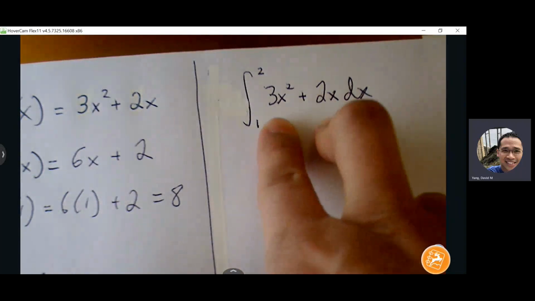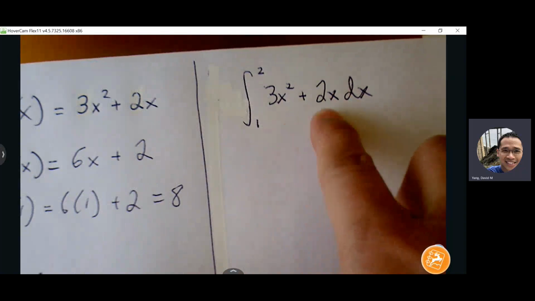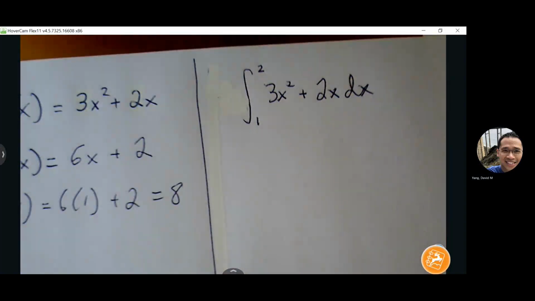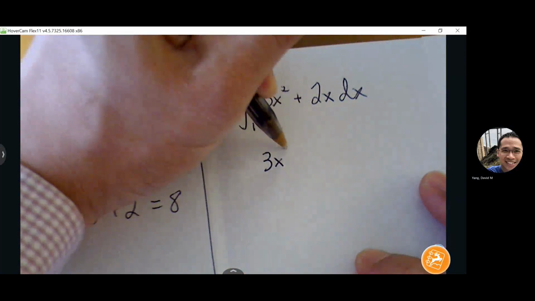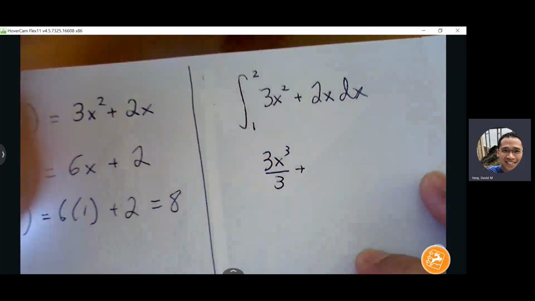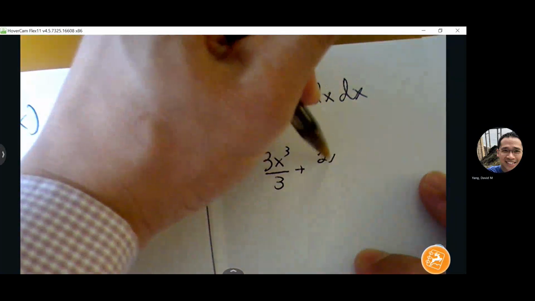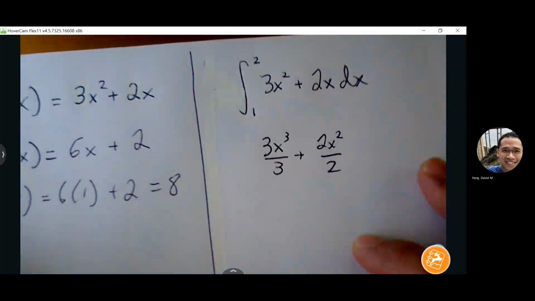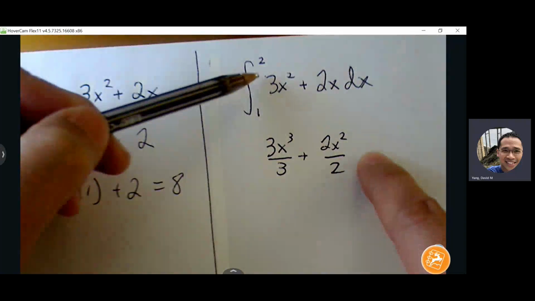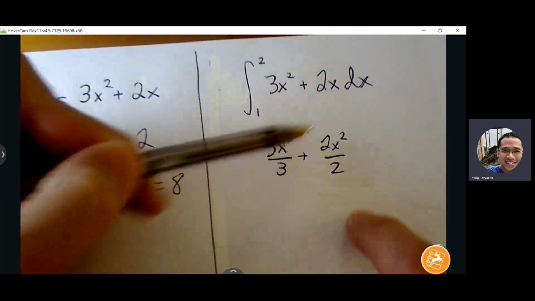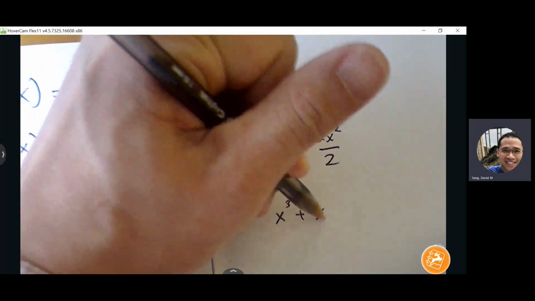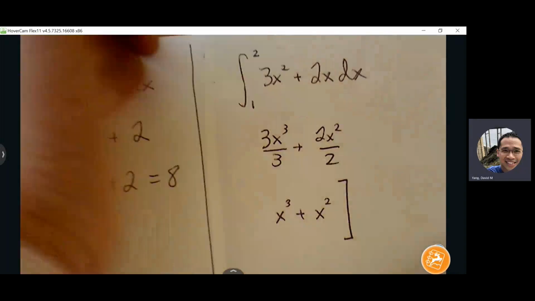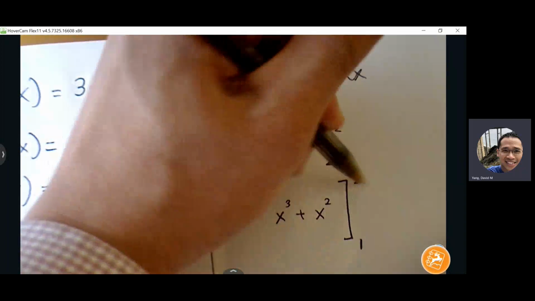So we can go through the power rule, right? 3x squared plus 2x. 3x squared becomes 3x cubed over 3, plus 2x squared over 2. The plus c drops out because of the bounds, but we can go ahead and do some reducing here. So x cubed plus x squared. Okay, now that we found the antiderivative, we're ready to evaluate our bounds.